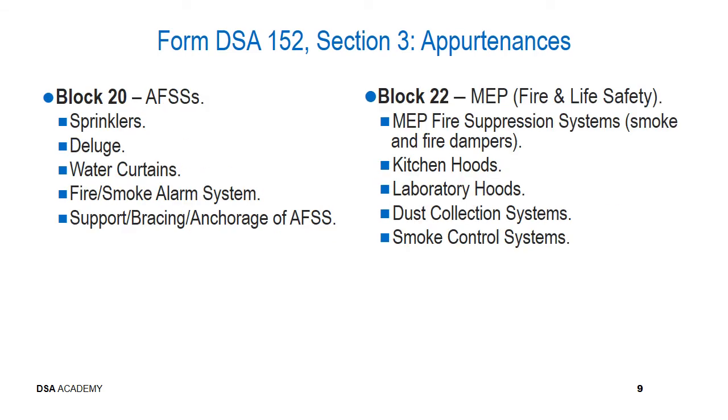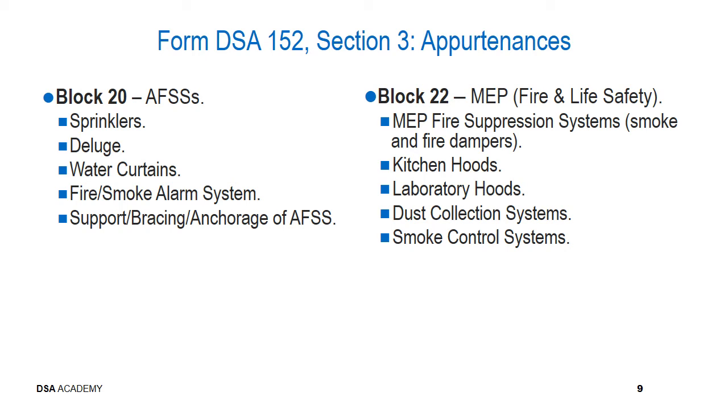Continuing with the DSA 152, Block 20 for automatic fire sprinkler systems. For the sprinkler rough-in and the sprinklers themselves, deluge systems not commonly found on DSA projects, but the inspector may encounter them. Water curtains, most often applicable to an alternate for proscenium arch protection for a stage. Fire and smoke alarm systems, and the support bracing and anchorage for sprinkler systems.